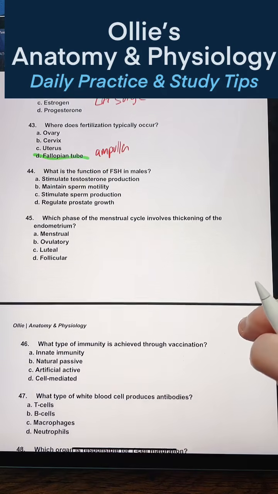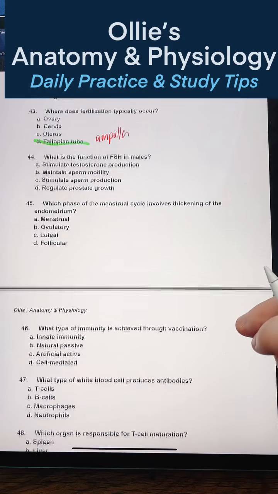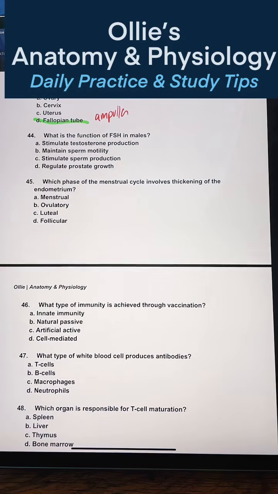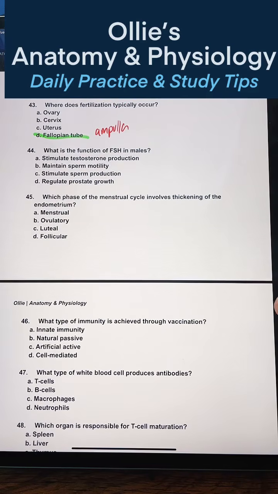Number 44, what is the function of FSH in males, or follicle stimulating hormone in males? A, B, C, or D? What do you think that one is? What is that going to do? And a bonus point if you can tell me the cells that it acts on. A, B, C, or D.